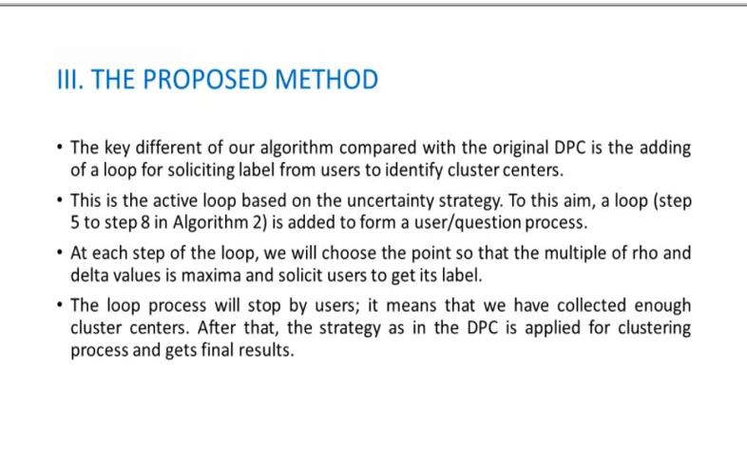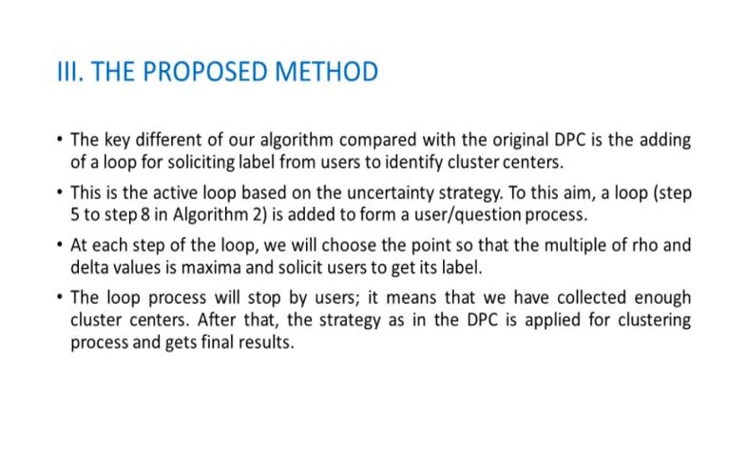To this aim, a loop, step 5 to step 8 in Algorithm 2, is added to form a user question process. At each step of the loop, we will choose the point so that the product of rho and delta values is maximal and solicit the user to get its label. The loop process will be stopped by the user. It means that we have collected enough cluster centers. After that, the strategy as in the DPC is applied for the clustering process and gets the final results. The details of the algorithm are presented in Algorithm 2.